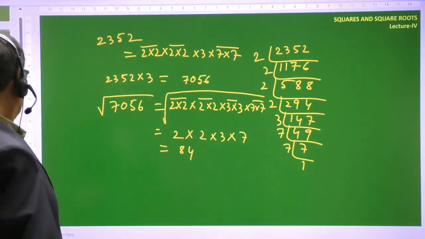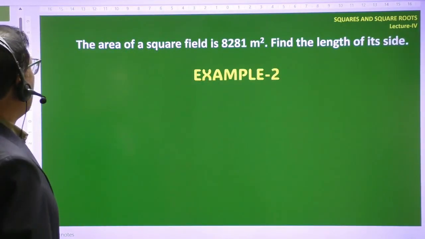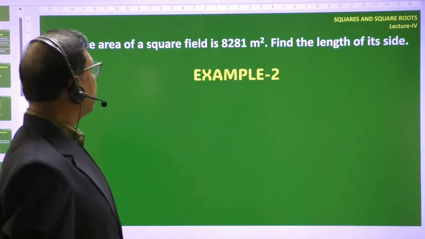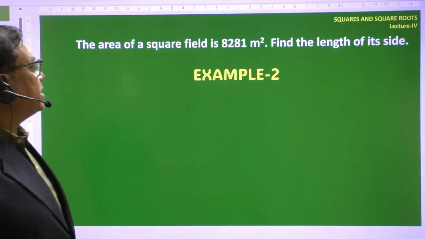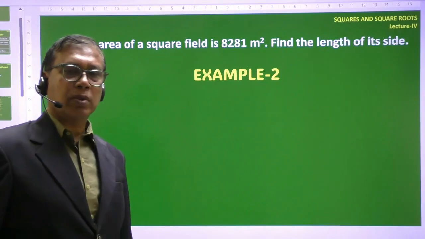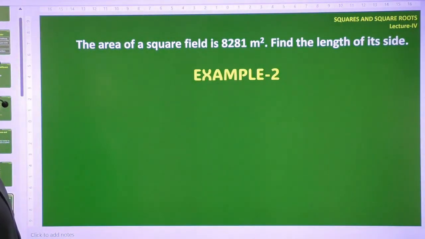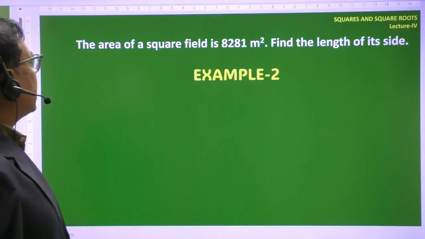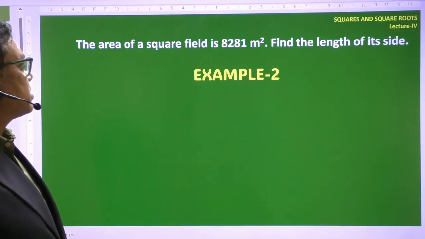Yes. Now, example 2: the area of a square field is 8281 meter square. Find the length of its side.